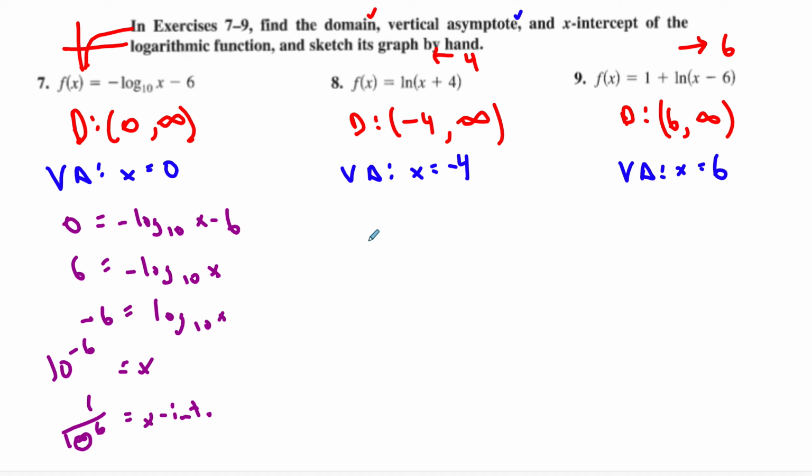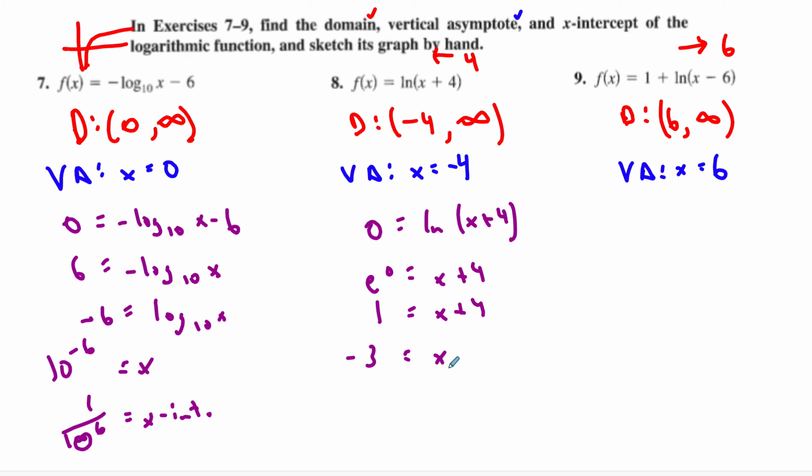Same idea here. 0 equals natural log of x plus 4. Remember, this is base e, so e to the 0 equals x plus 4. That's 1 equals x plus 4, so x equals negative 3. The x-intercept is negative 3.